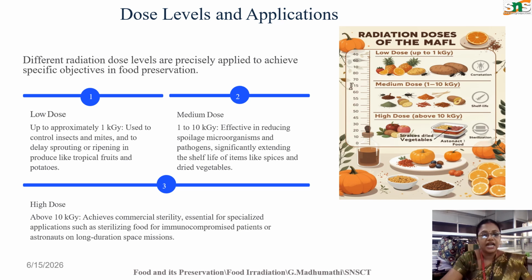The third category is the high dose, which is above 10 kilogray. That helps to achieve complete commercial sterility, which is essential for specialized applications such as sterilizing foods for immunocompromised patients or astronauts on long duration space missions. So these are the three different dose levels and where they are applied.